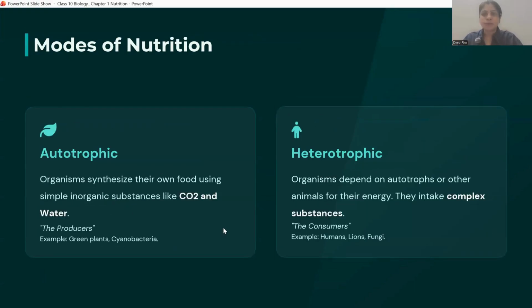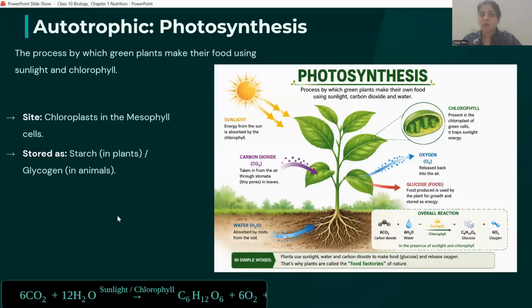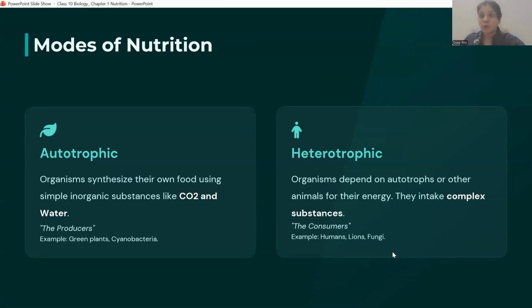There are different modes of nutrition. One is autotrophic, one is heterotrophic. Autotrophs, like plants, synthesize their food from simple inorganic substances like carbon dioxide and water. Auto means self, trophic means provide. So they synthesize their own food, and they are called producers.